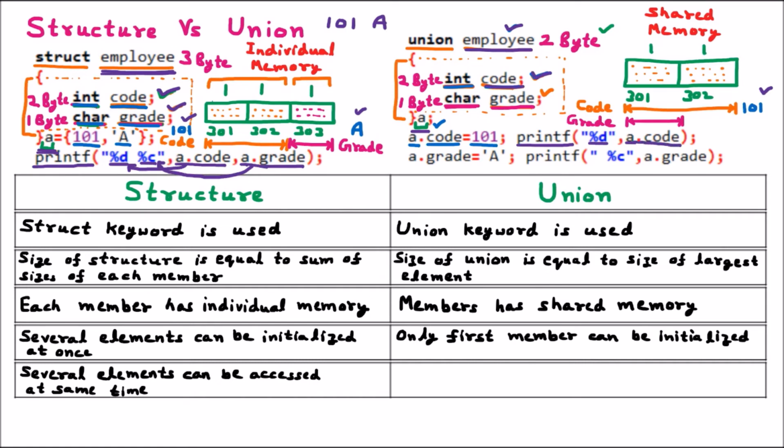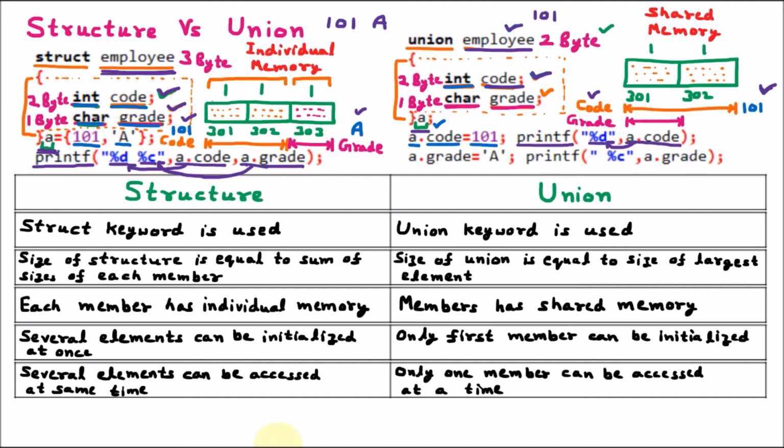So A dot code, its value 101. That is what we are going to take. So using percentage d, we are going to display it. So the output of this one will be 101. But here we don't have the second element because the memory is shared and the complete memory is taken by the first element, which is code. So here the second element is not initialized and we cannot take its value. So we can say that in the union only one member can be accessed at a time.